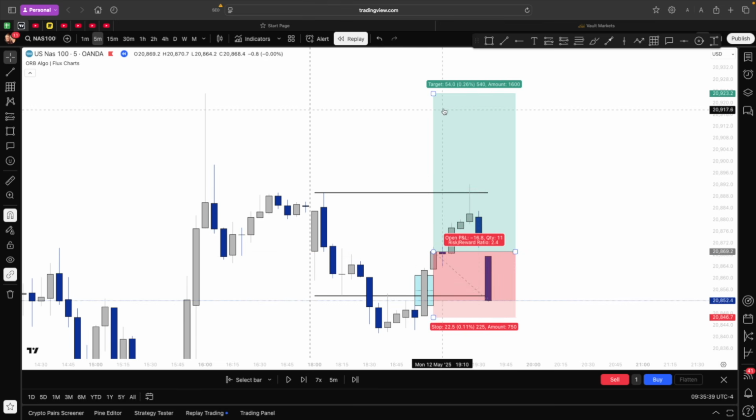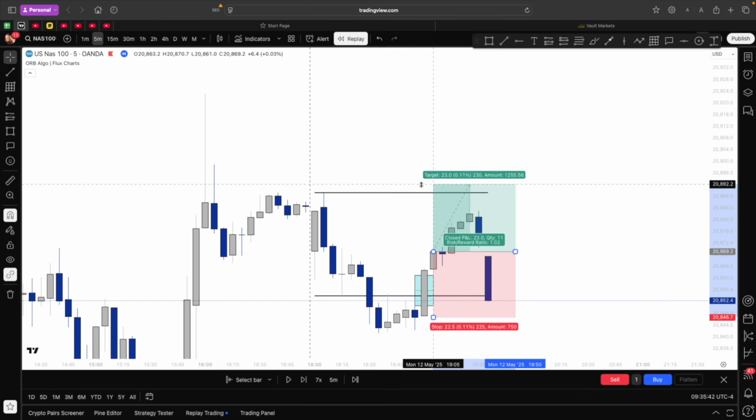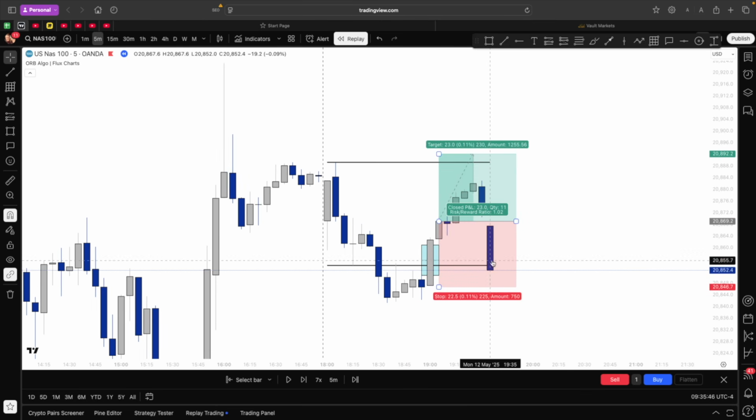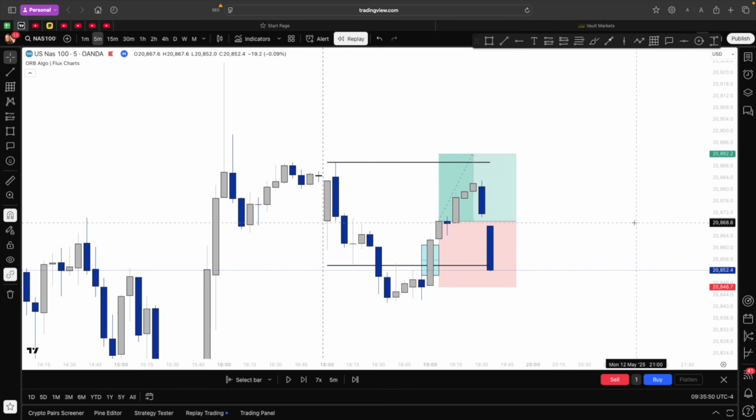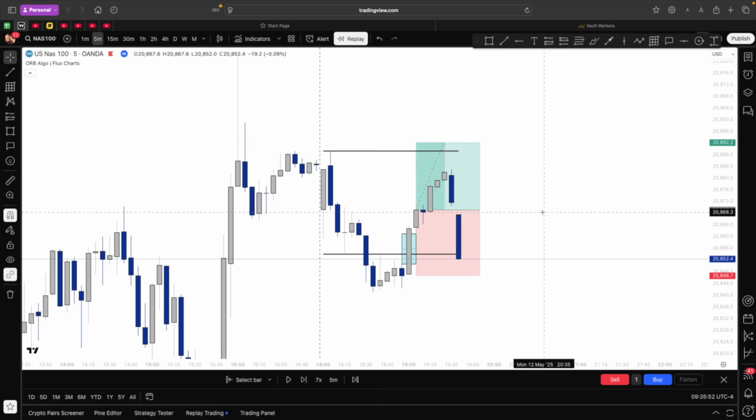There we took liquidity. Let's see if that was a 1 to 1. 1 to 1 stops to break even, and we got stopped out. So this is a break even trade right over here. Let's play price forward. Let's have a look at another example.